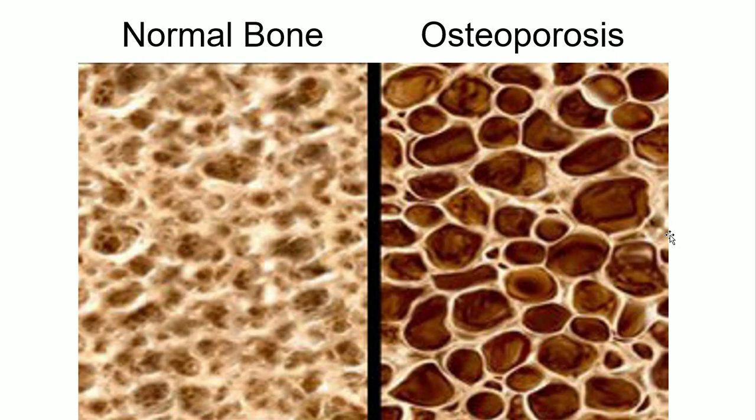We also have something called osteopenia. It looks like normal bone, but it's super soft, and it's like powder. It crumbles apart, and bones break pretty easily in osteopenia.